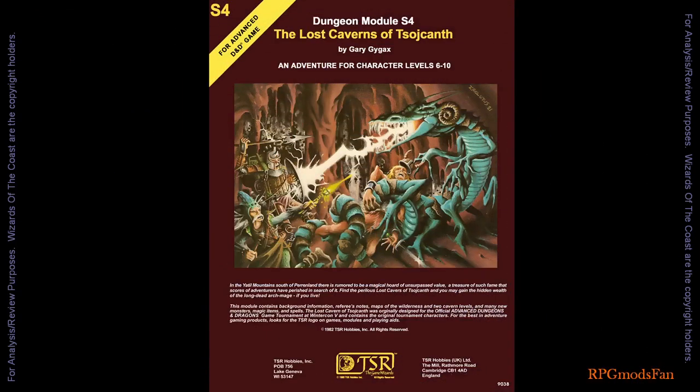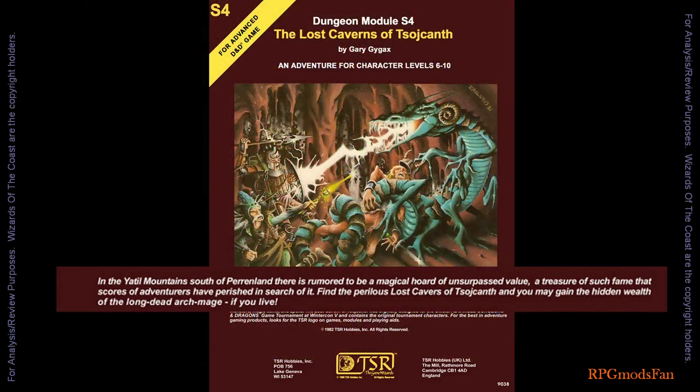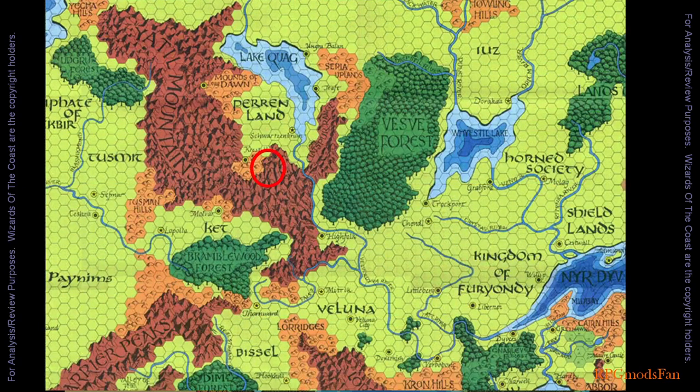The module's cover describes the adventure contained within as follows. In the Yetil Mountains, south of Perrinland, there is rumored to be a magical hoard of unsurpassed value, a treasure of such fame that scores of adventurers have perished in search of it. Find the perilous lost caverns of Tsojcanth, and you may gain the hidden wealth of the long-dead Archmage, if you live. The mountain trek adventure takes place on the fantasy world of Greyhawk, in a section of the Yetil Mountains that lies south of Perrinland.